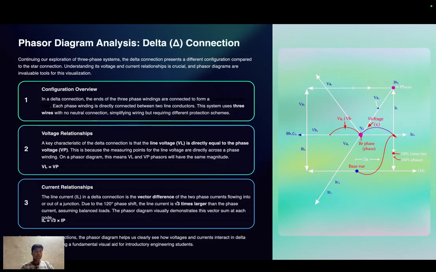A key characteristic of delta connection is that the line voltage is equal to the phase voltage. This is because the measuring points for the line voltage are directly across the phase winding on a phasor diagram. This means VL and VP phasors will have the same magnitude. The line current in a delta connection is the vector difference of the two phase currents flowing into or out of a junction, due to the 120 degrees phase shift.